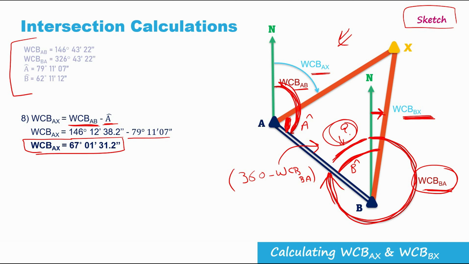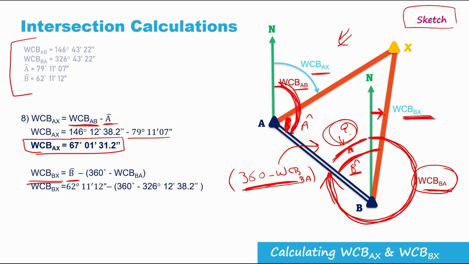So let's write down this here. So the whole circle bearing of BX is angle B, as we have agreed, angle B minus this value here. And this value, as I mentioned, it is 360 minus the whole circle bearing of BA. So let's use the numbers that we know. And the whole circle bearing of BX is 28 degrees, 23 minutes, and 50.2 seconds.